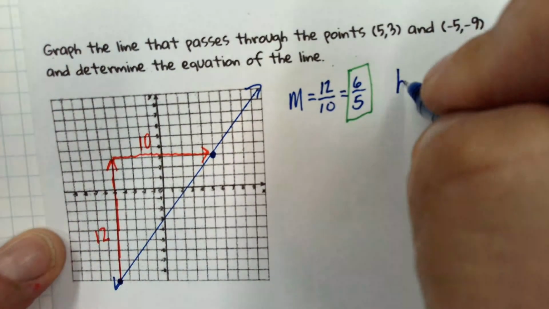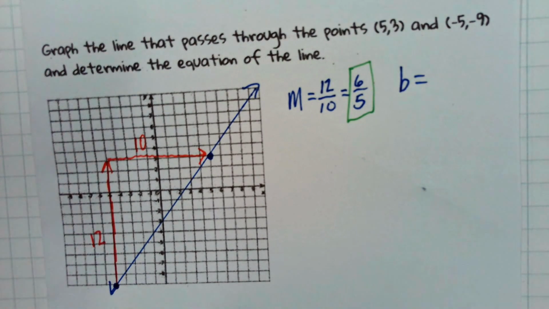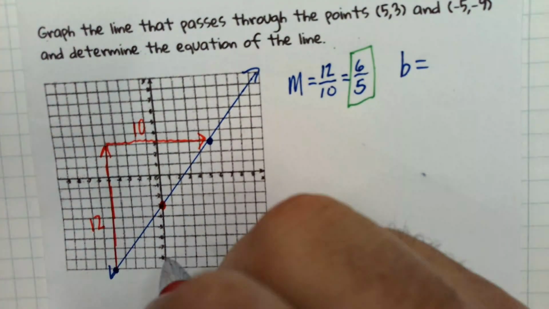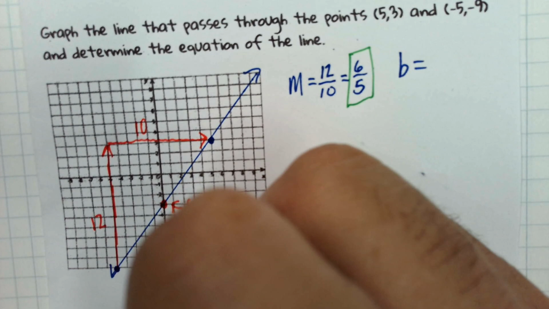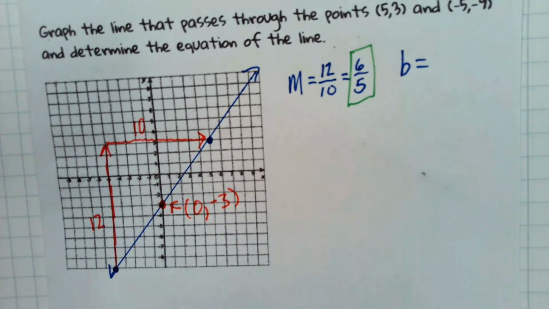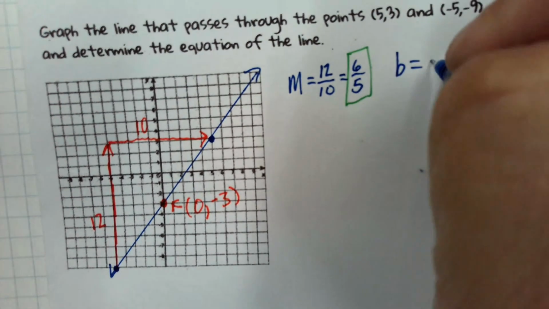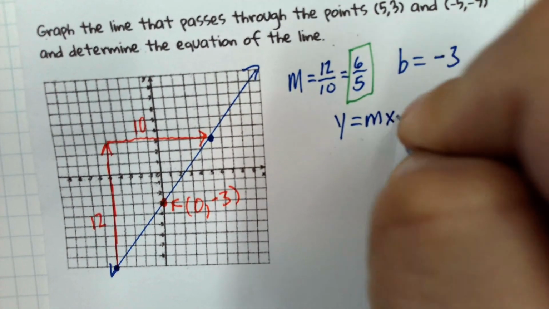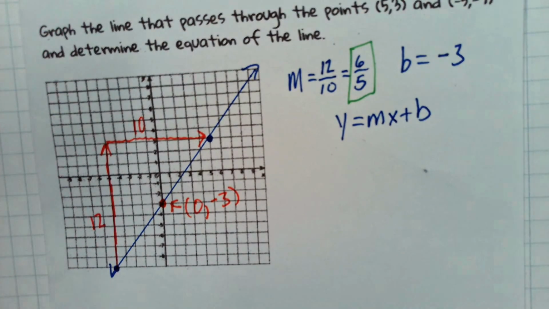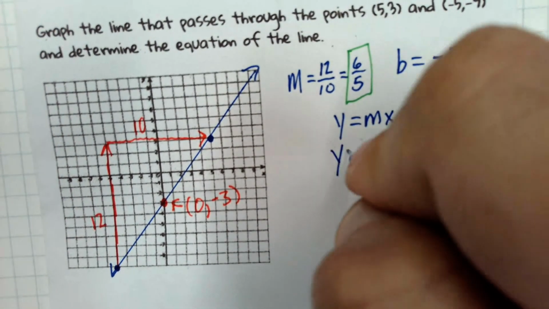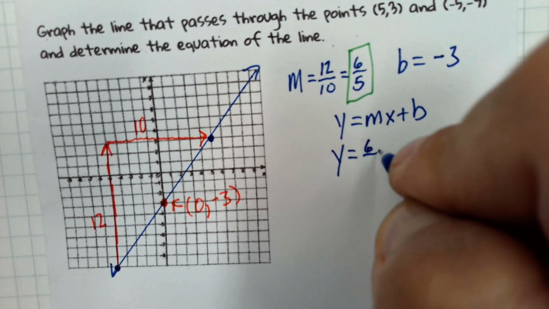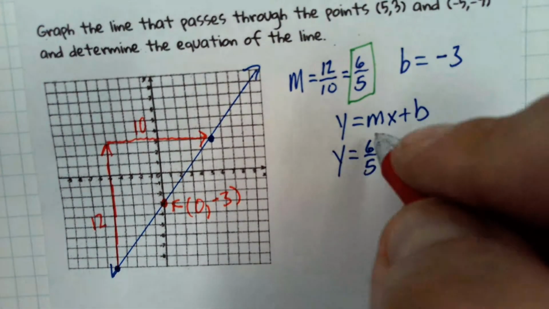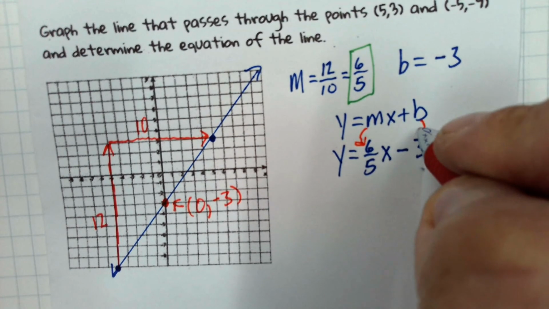The other number we need is b, but we could find that one right away. You are looking for this value. Negative 3. It's crossing at (0, -3). Do you see that? So that means the y-intercept number is negative 3. If we need to write it in y equals mx plus b form, and we do, we know it's going to be y equals 6 over 5 x take away 3, because we figured out these numbers.